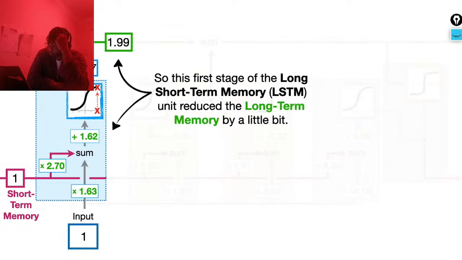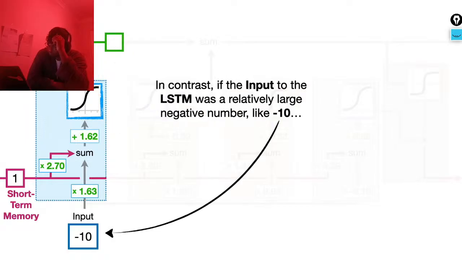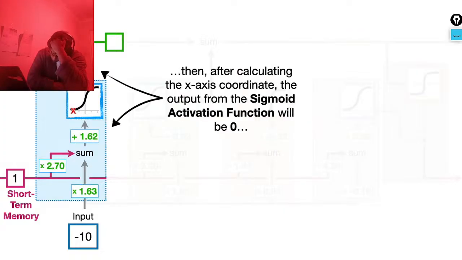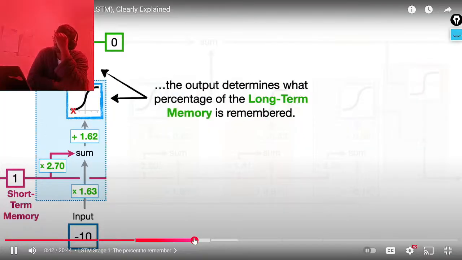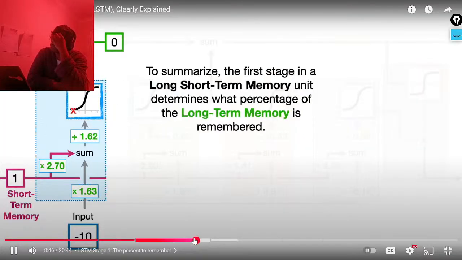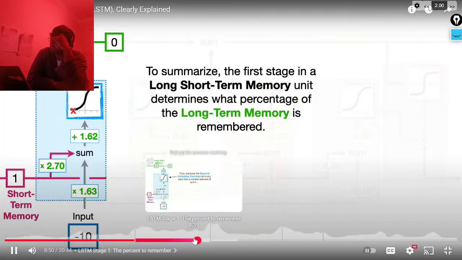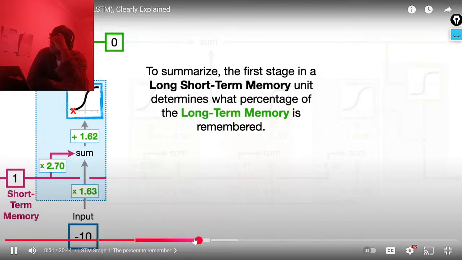So this first stage of the long short-term memory unit reduced the long-term memory by a little bit. In contrast, if the input to the LSTM was a relatively large negative number, like -10, then, after calculating the x-axis coordinate, the output from the sigmoid activation function will be 0. And that means the long-term memory would be completely forgotten, because the output, between 0 and 1, determines what percentage of the long-term memory is remembered. To summarize, the first stage in a long short-term memory unit determines what percentage of the long-term memory is remembered.